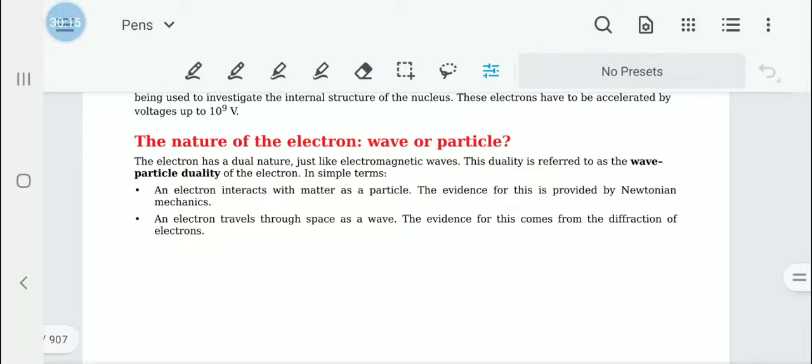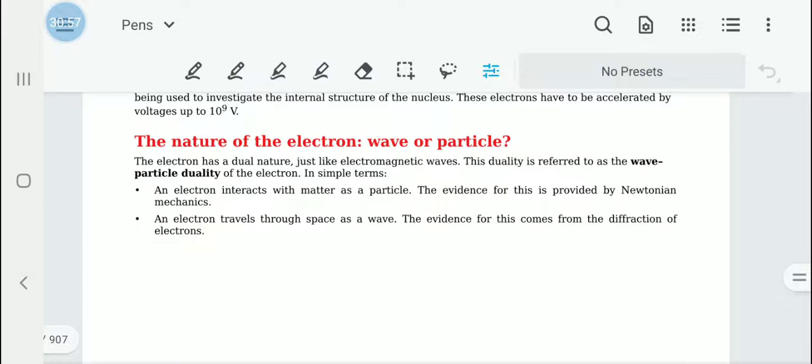So now the electron also has, just like the wave particle duality of the photon of electromagnetic waves, wave particle duality. We need to know the evidence that proves these principles. This phenomenon is known as the wave particle duality of electrons.